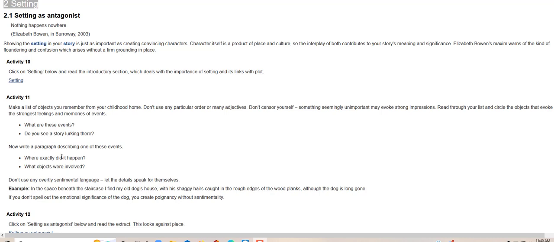Now write a paragraph describing one of these events. So when you look at the object, what events happened? Do you see a story taking place? What exactly happened when you look at that object? What memories do these objects evoke?